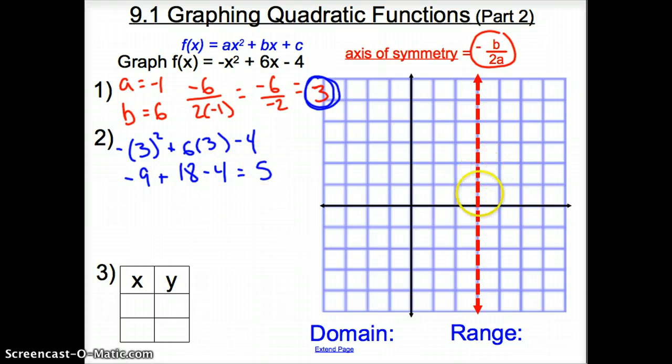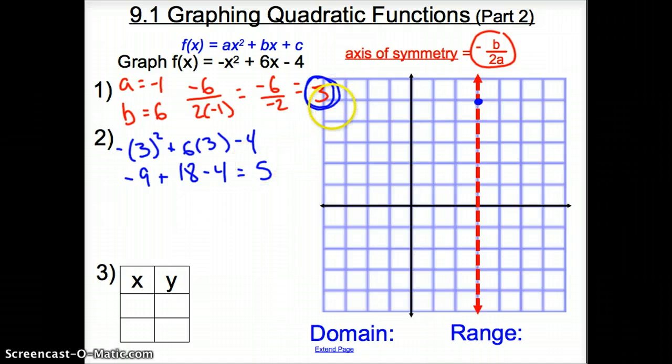So I'm going to put 5 on this axis of symmetry. So I go up 1, 2, 3, 4, 5, put a point. Now there's my vertex, 3, 5. Now I want to pick the other points that I'm going to put on my graph.